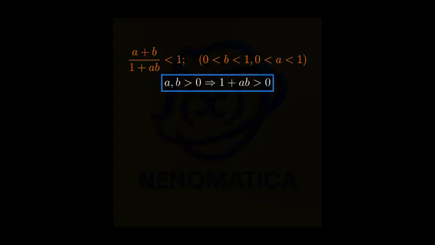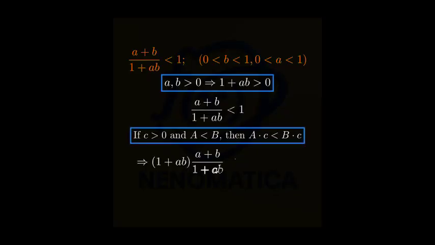Let's first note that since a and b are both positive, their product, ab, is also positive. This means 1 plus ab is greater than 0, so our denominator is always positive. Now, let's start solving the inequality. First, we'll restate our main inequality. Step 1. We need to multiply both sides by 1 plus ab.